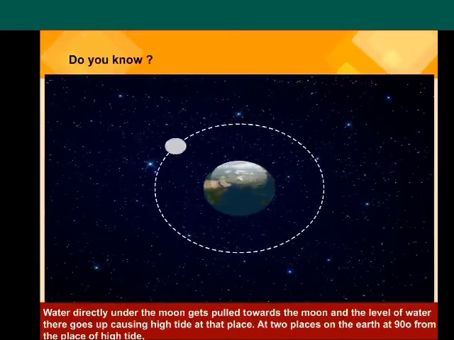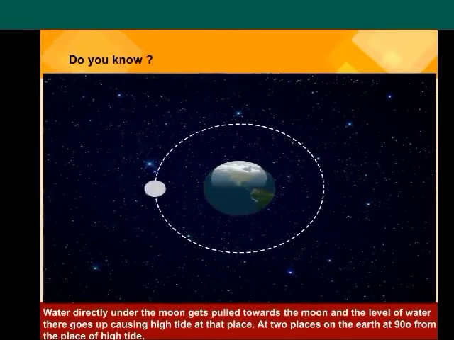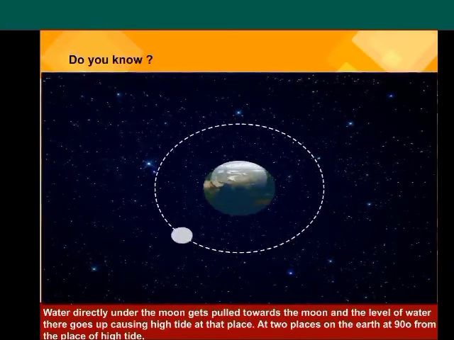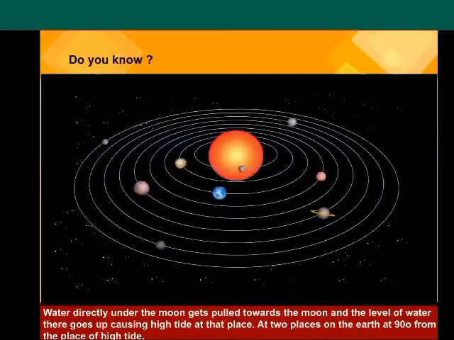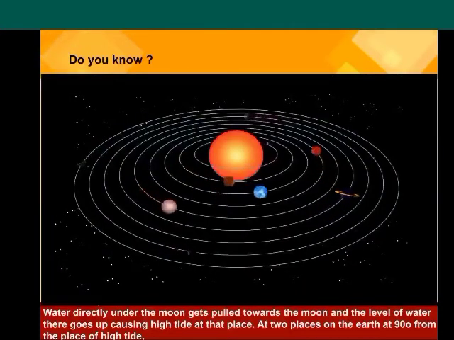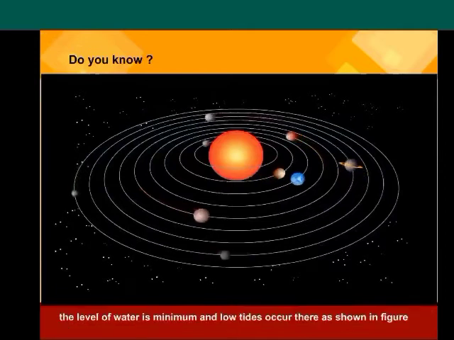Water directly under the moon gets pulled towards the moon, and the level of water there goes up, causing high tide at that place. At two places on the earth at 90 degrees from the place of high tide, the level of water is minimum and low tides occur there, as shown in the figure.